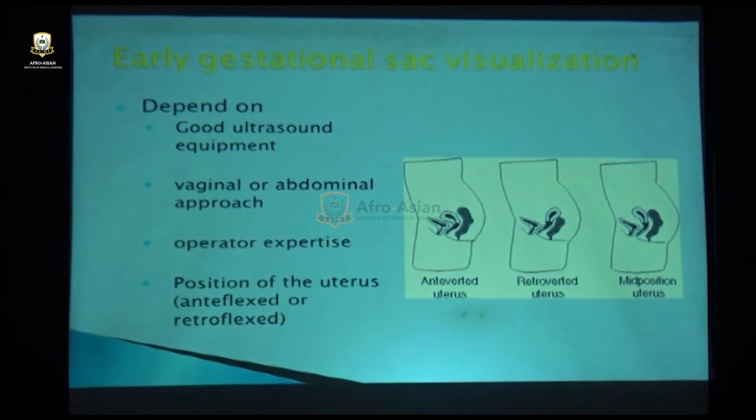Early gestational sac visualization depends on good ultrasound equipment, very important. Vaginal or abdominal approach. If you are doing ultrasound at a very early stage, you need to go for vaginal scan. If you are going a little late in the first trimester, transabdominal ultrasound is good enough. Then is the expertise of the operator, and then is the position of the uterus, as I have already explained. It can be anteverted, straight, retroverted, anteflexed, retroflexed. So you have to keep these in your mind.